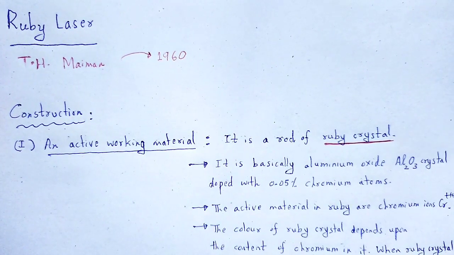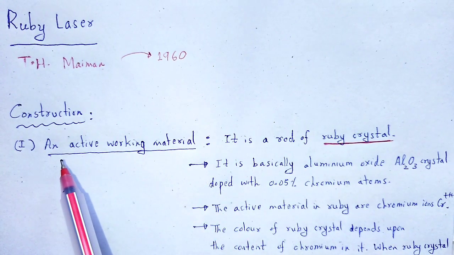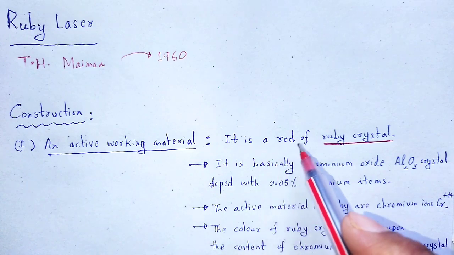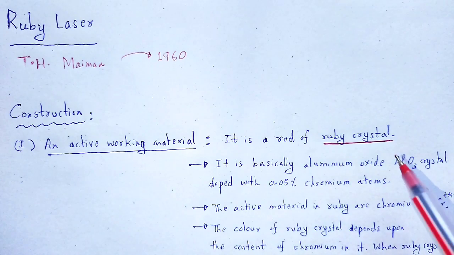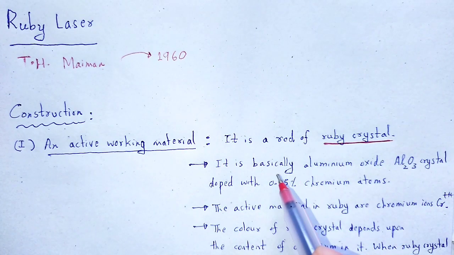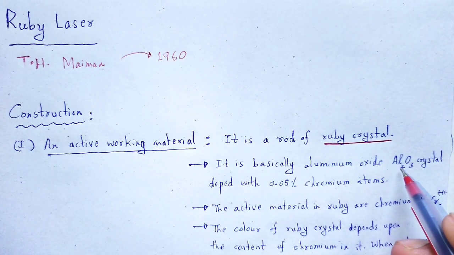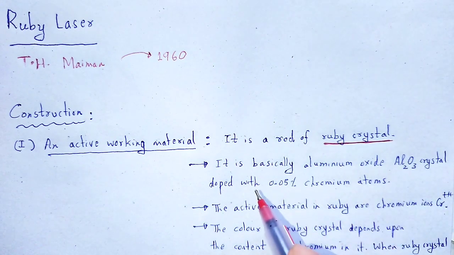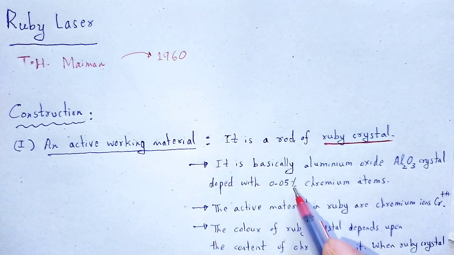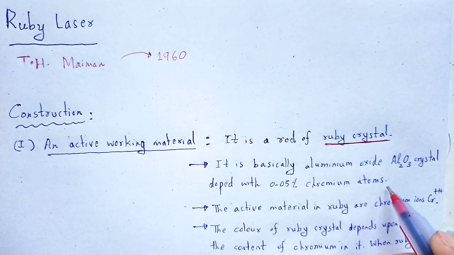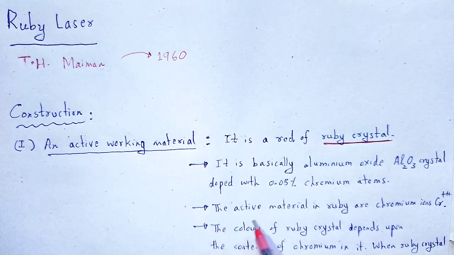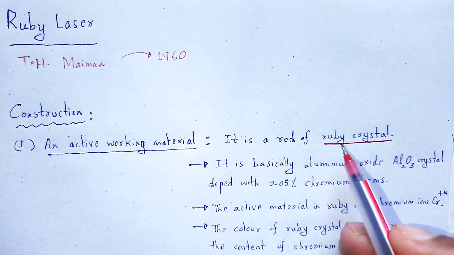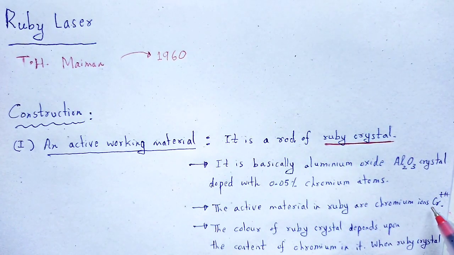The construction of ruby laser: an active working material, here the ruby crystal, that is a rod of ruby crystal. What is ruby crystal? It is basically aluminum oxide, Al2O3 crystal. The aluminum oxide crystal is doped with 0.05 percentage of chromium atoms, and the active material in that ruby is chromium ions, Cr+++.